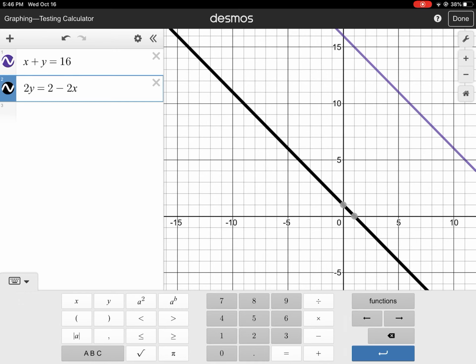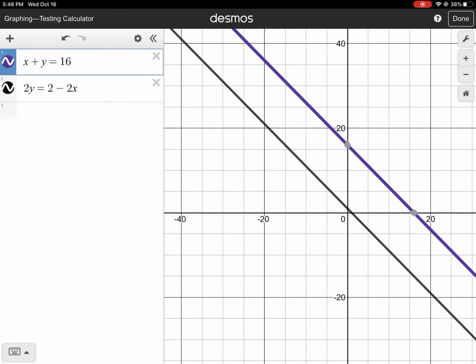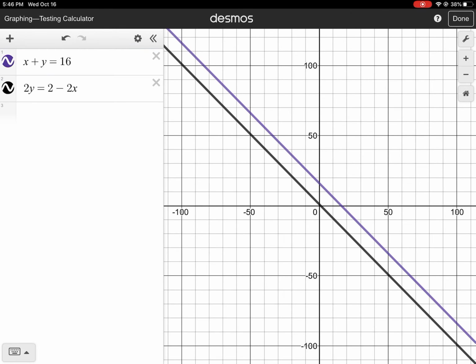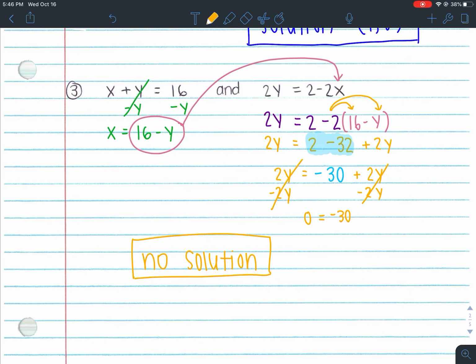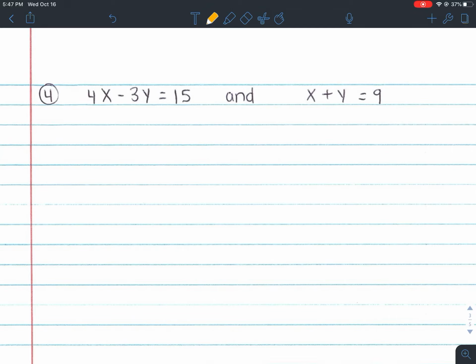And the reason why I stress taking notes is because you're not going to retain anything, right? Like, you're going to watch a video, and then it's going to go in one ear and go out the other ear. So you need to be actively taking notes. But if I'm looking at number 3 and I type in those equations, they're parallel lines, which means they never intersect, which would make sense because it says no solution. All right, moving on to number 4.